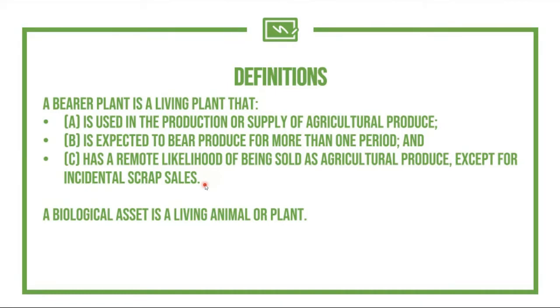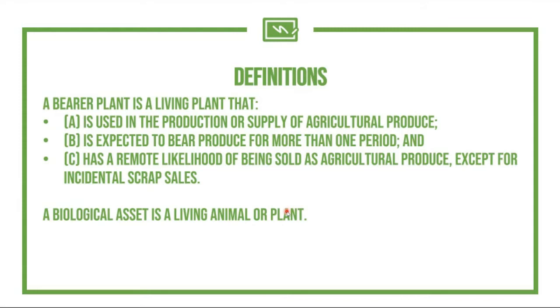Okay? So these are the three criteria or items that need to be satisfied. Take note of the word "and" there. So all three must be satisfied so that we can consider the item as a bearer plant. Okay? Next, we have biological asset, which is defined as a living plant or animal. Whatever type of plant or animal, for as long as it is still living, it is considered a biological asset.